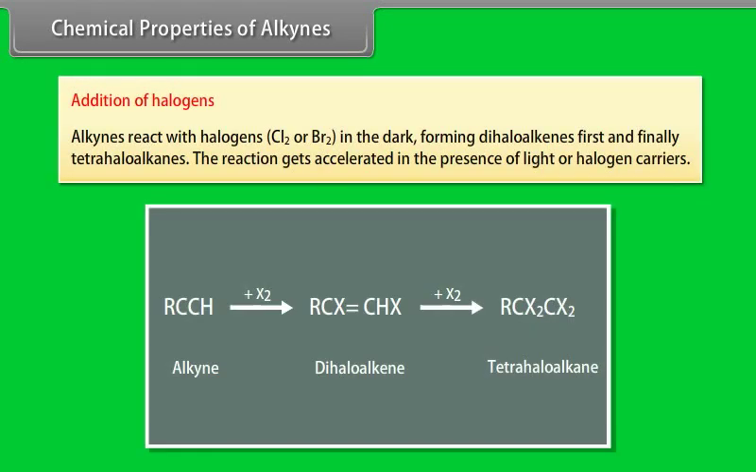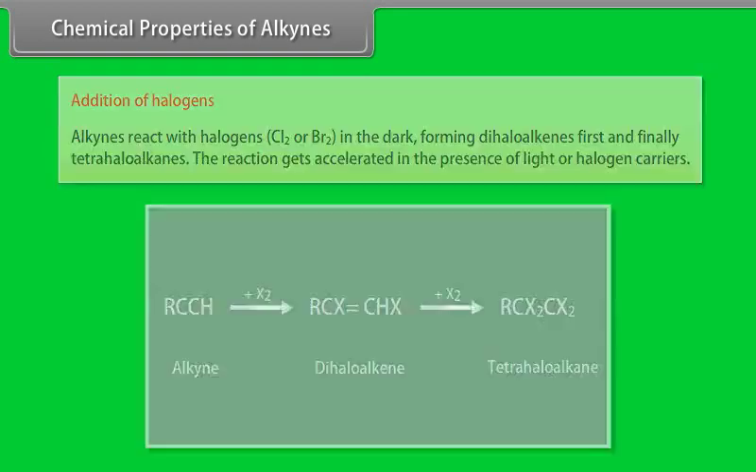Addition of halogens. Alkynes react with halogens, Cl2 or Br2, in the dark, forming dihaloalkenes first and finally tetrahaloalkanes. The reaction is accelerated in the presence of light or halogen carriers.